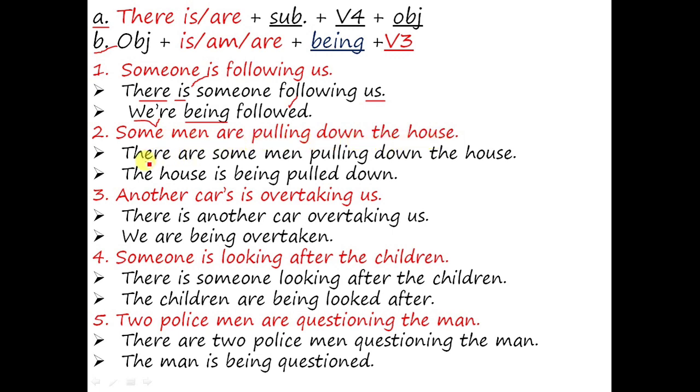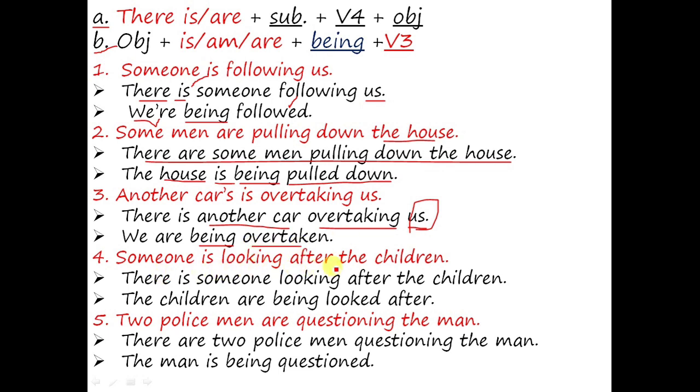Similarly, some men are pulling down the house. It means there are some men pulling down the house. And passive, put the object first. The house, it is singular, therefore is, continuous passive, being pulled down. Another car is overtaking us. So there is, subject another car, V4 overtaking us. Passive, use object first. We are, continuous passive, being plus V3, being overtaken.